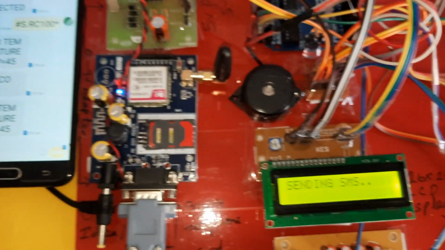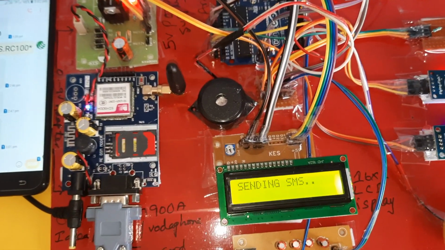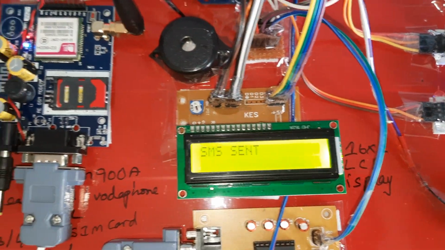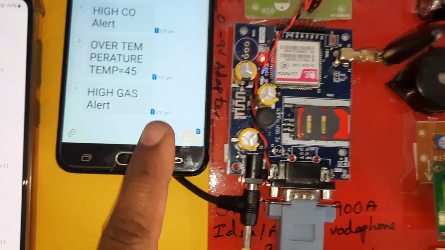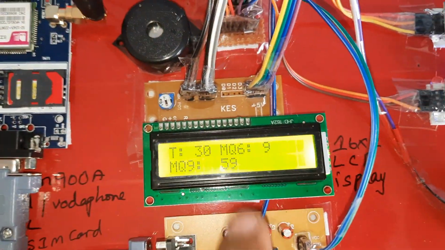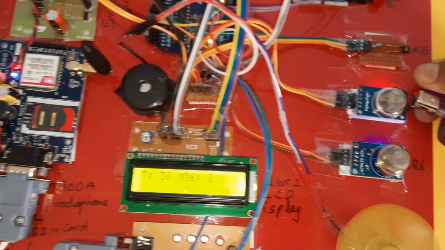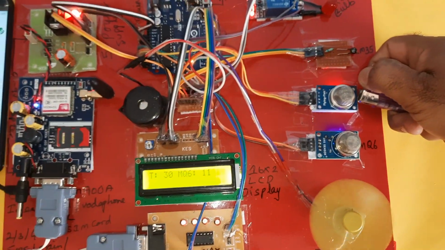We will receive the SMS alert also. It is sending two SMS alerts, one for me and another one to the student number. SMS sent. We will receive the high gas alert. MQ6 means gas sensor. Now I am going for the MQ9 alert. The MQ9 carbon monoxide sensor will give the bulb output.